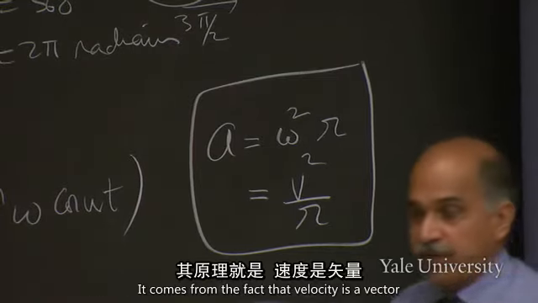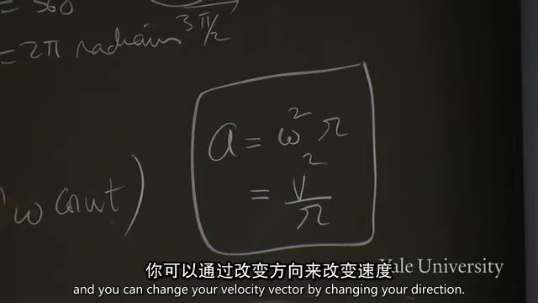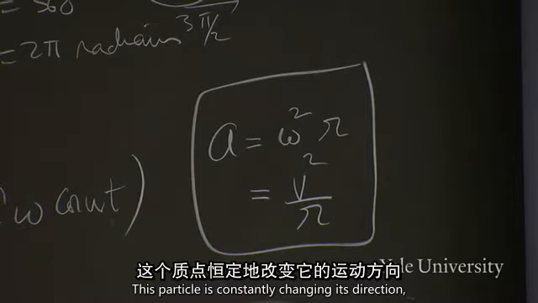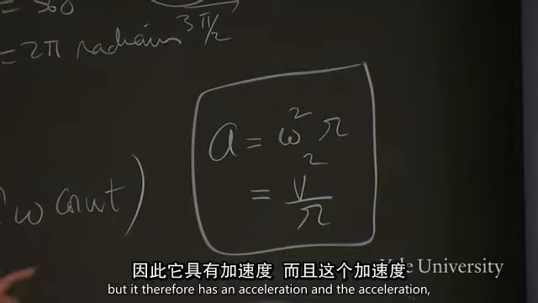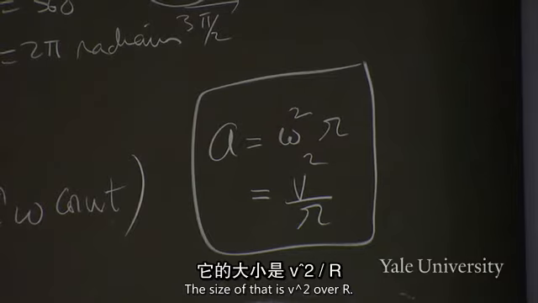Very simple. It comes from the fact that velocity is a vector, and you can change your velocity vector by changing your direction. This particle is constantly changing its direction, and it therefore has an acceleration. The acceleration we have shown here is pointing towards the center, and the size of that is v squared over r.